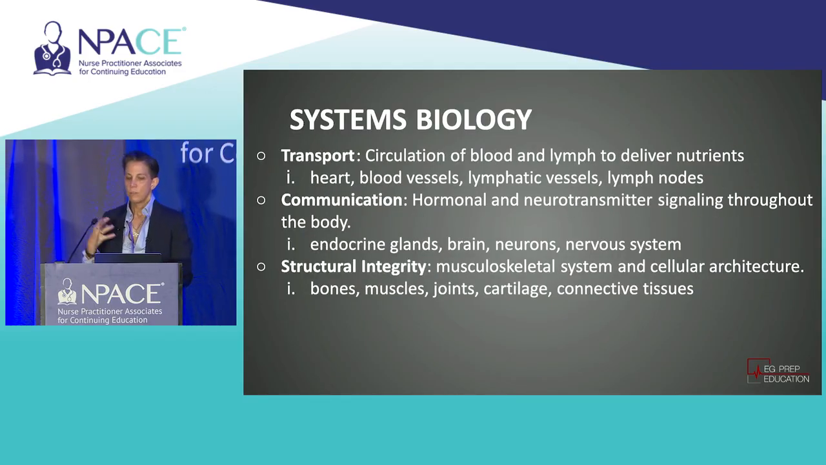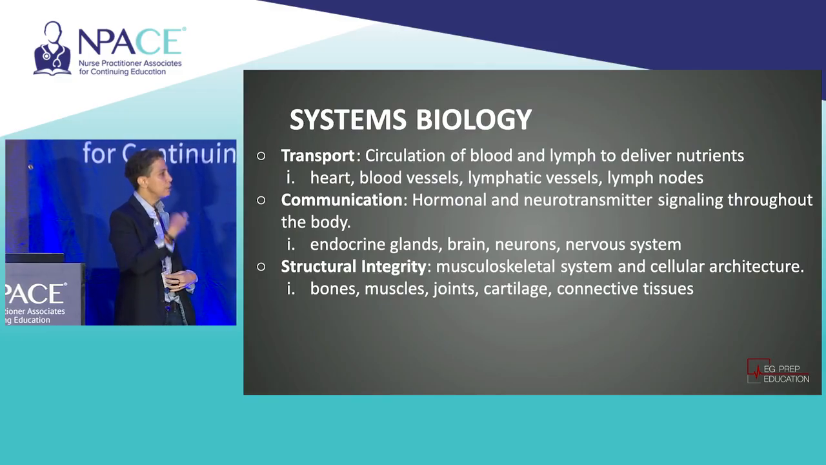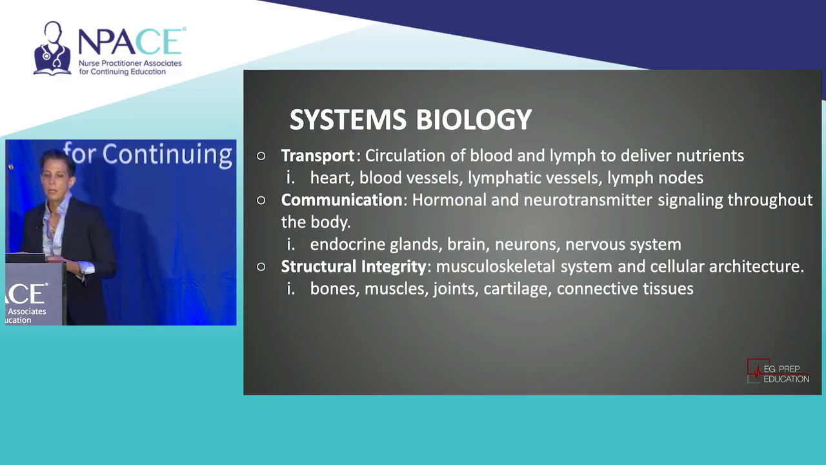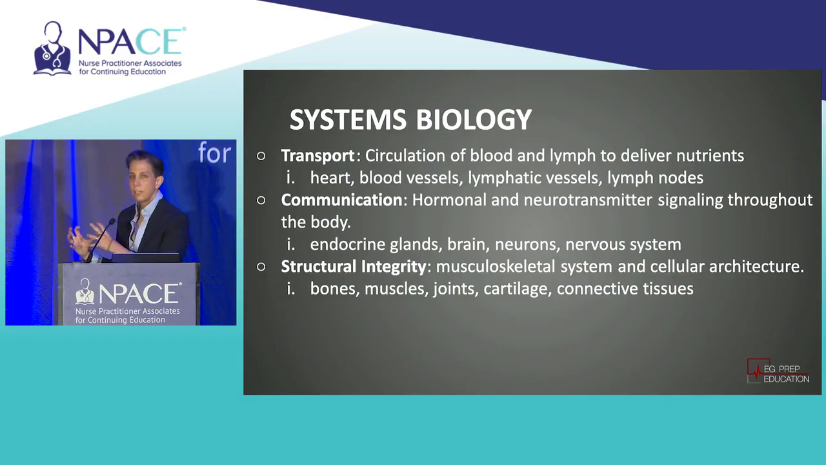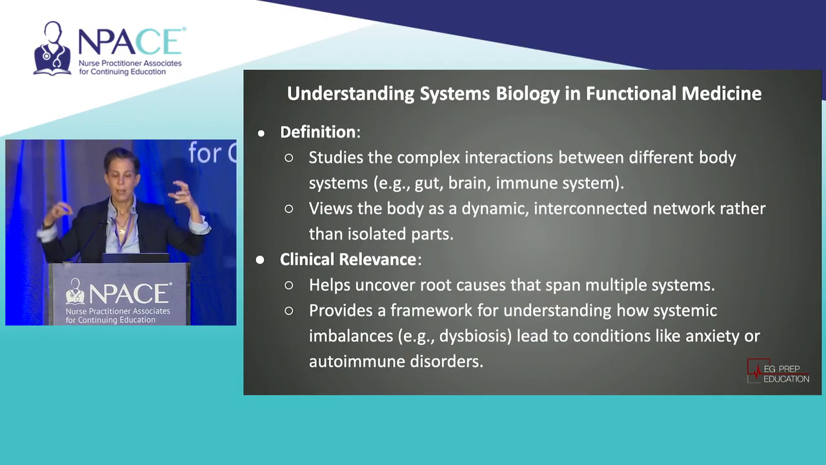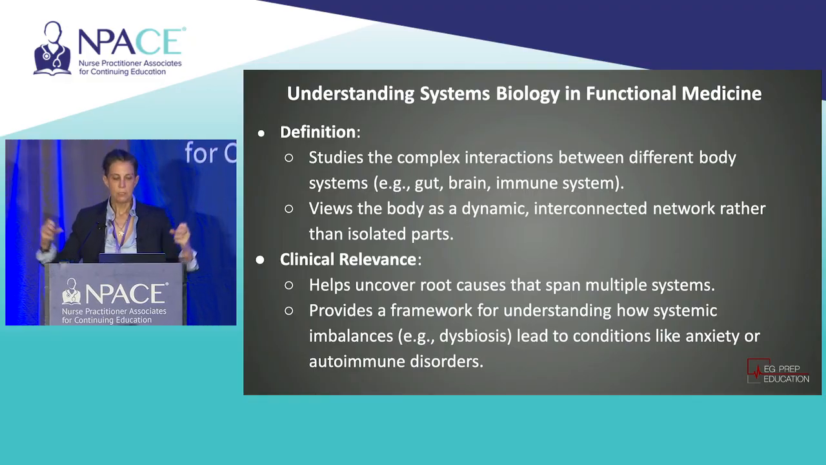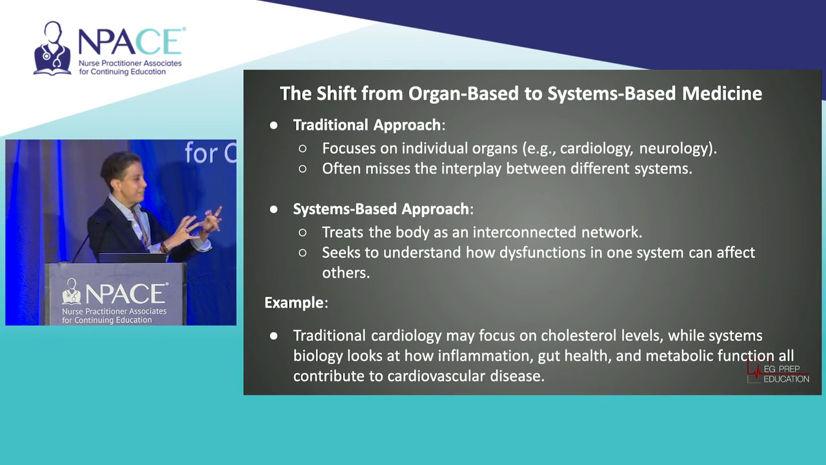We don't even talk about that in conventional medicine. Transport is how things get around. So yes, blood, but also lymph. Communication. What an interesting way to think about neurotransmitters and hormones. That's your communication system. Structural integrity is your musculoskeletal system, but also the structural integrity of the cell. And of course, these things are connected. So by setting up these systems, we can start seeing the interactions between things, and that's going to help us uncover root cause.